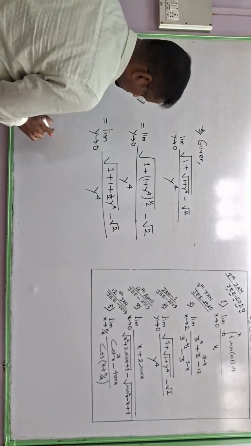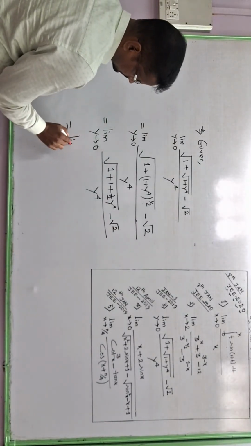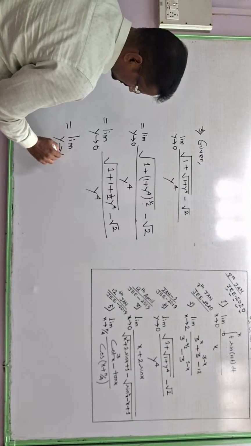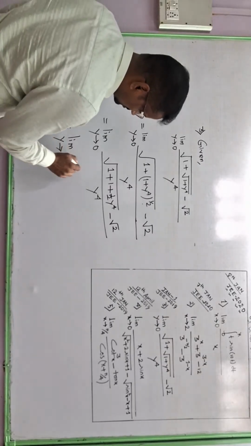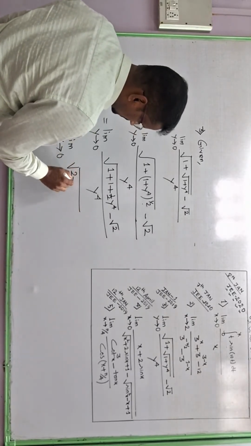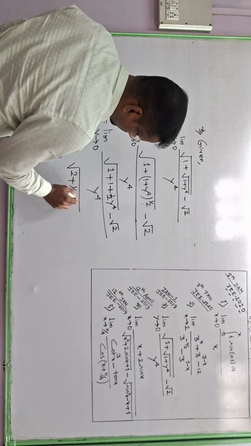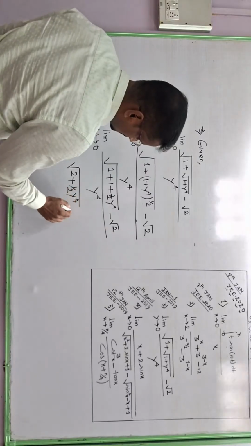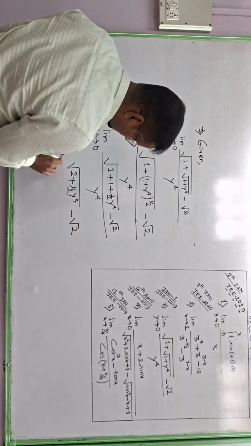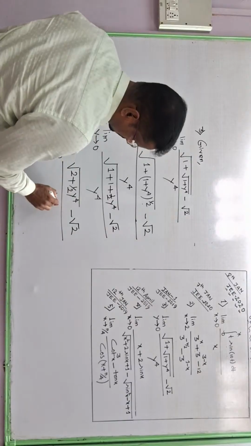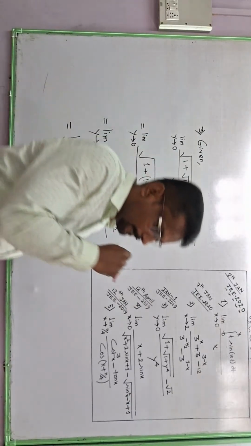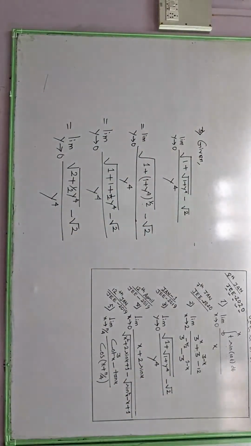So we get limit y tends to 0 of under root over 2 plus half of y to the power 4, minus root 2, divided by y to the power 4. Now again we can use 1 plus nx. How can we use it?